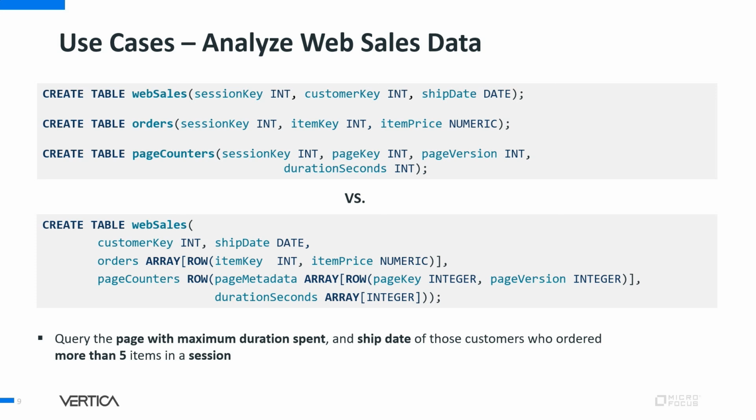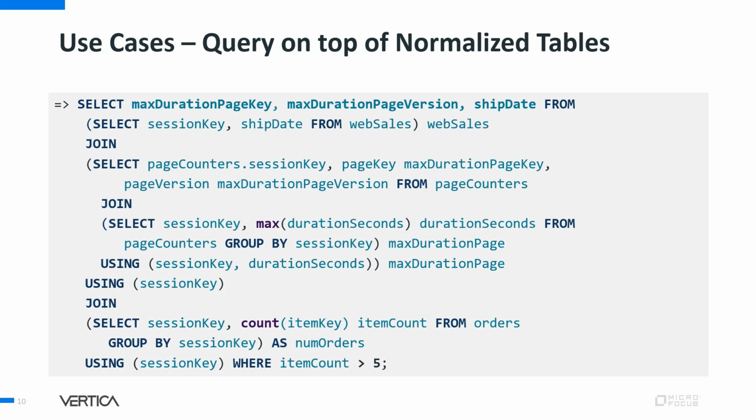For our query of interest, let's ask which pages are the most interesting to our best customers and when. Where did our customers who ordered more than 5 items spend their time? With the traditional normalized schema, that query looks like this. We join page counters with itself, and then join that with each of the other tables. It takes a bit to soak in this full slide's worth of SQL.